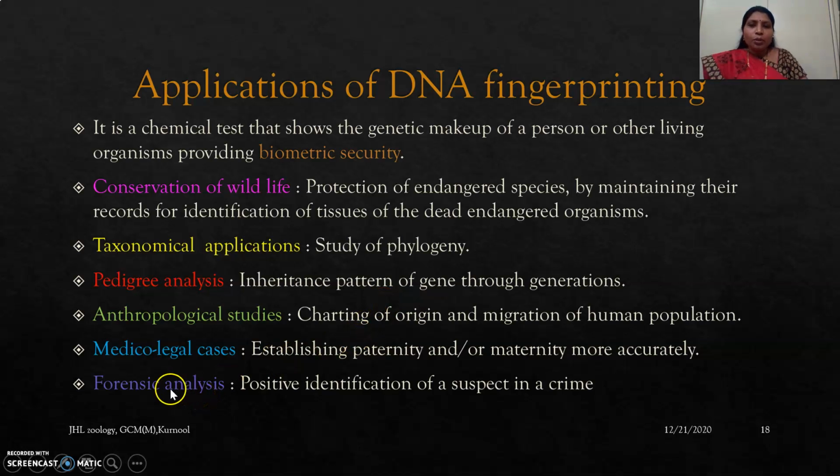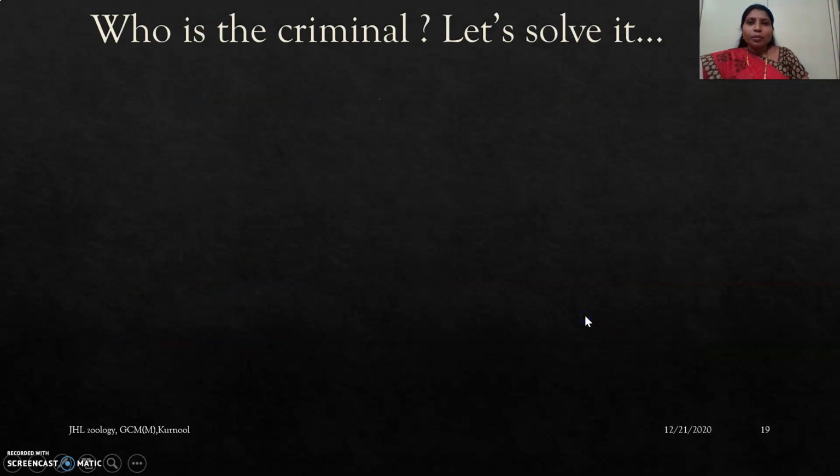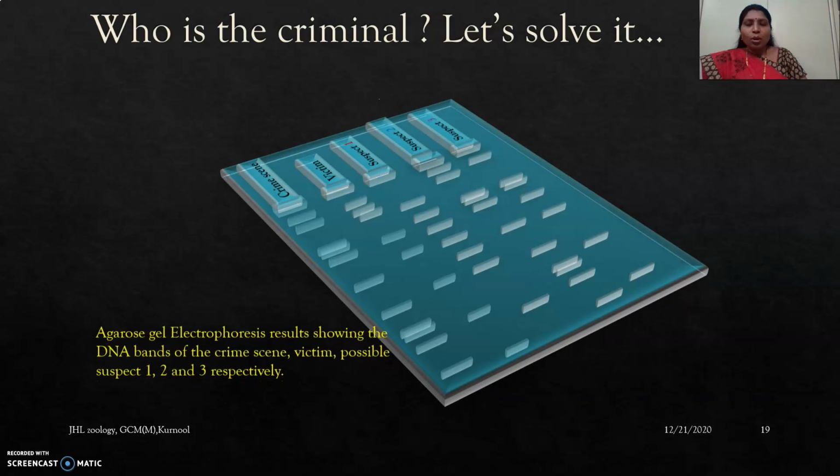It is also involved in forensic analysis to detect the crime, and you have to confirm the suspect in the crime. So the positive identification of the suspect is done by using DNA fingerprinting. So now I think that you have understood the topics. Let us solve one problem. Who is the criminal? Let's solve it.